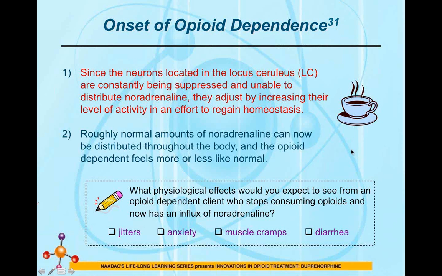All right, you guys are completely correct. It's another trick question. You're going to see jitters and anxiety and muscle cramps and diarrhea. Any counselors out there that have ever seen a client going through opioid withdrawals, this is what it looks like, because they have so much noradrenaline running through them to try to offset the constant presence of opioids. If there isn't a constant presence of opioids anymore, but the brain is used to having that much noradrenaline pumped out to offset it, then of course you're going to have too much noradrenaline on board.